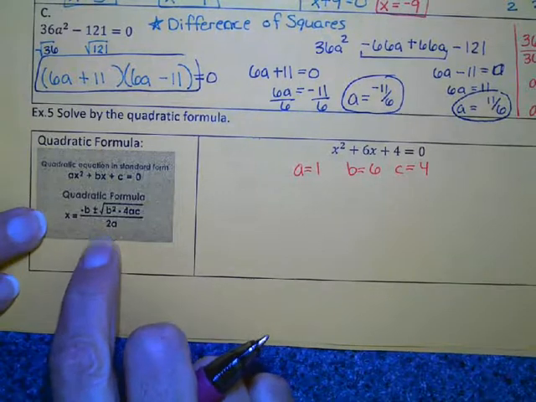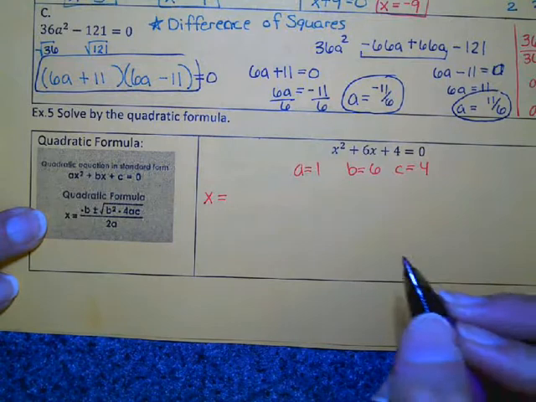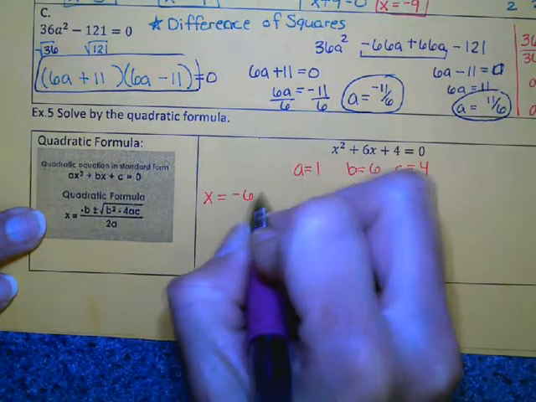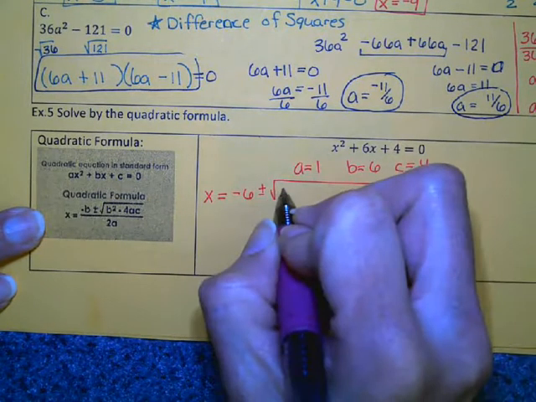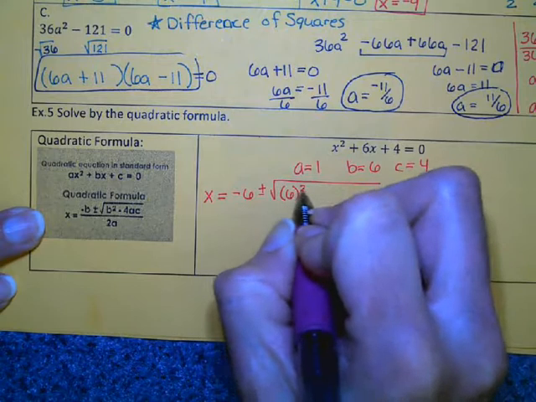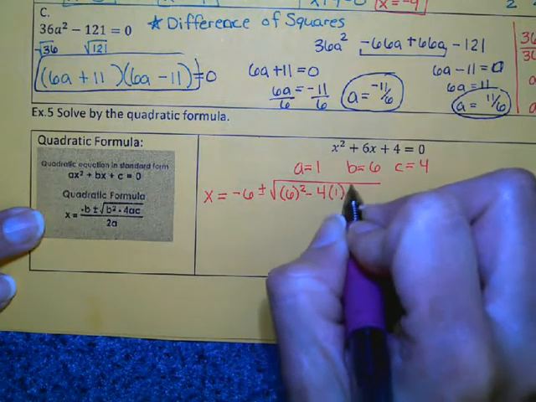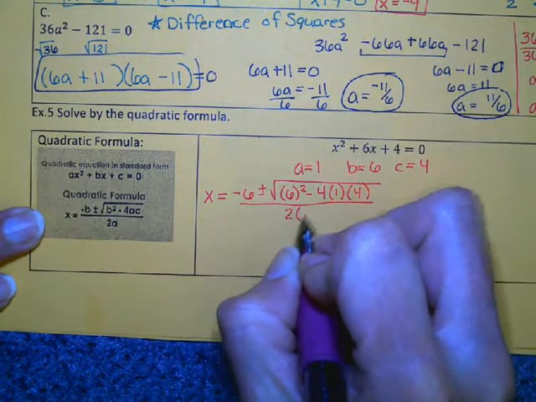X equals opposite of 6, that's a negative b, so opposite of 6 is negative 6 plus and minus the square root of b squared, so we have in parentheses 6 squared, minus 4ac, a is 1, c is 4, all over 2a. If you knew the Pop Goes the Weasel song. There's lots of versions, but that's the most common one.